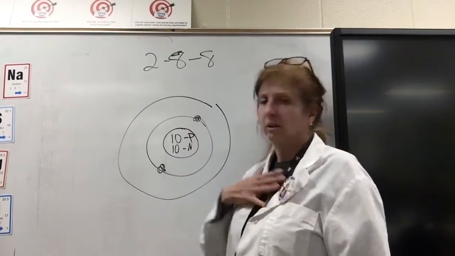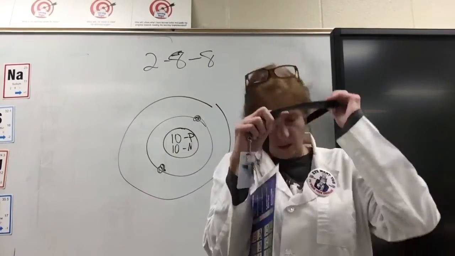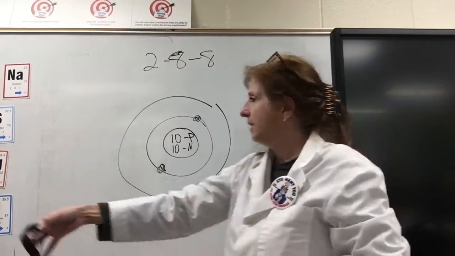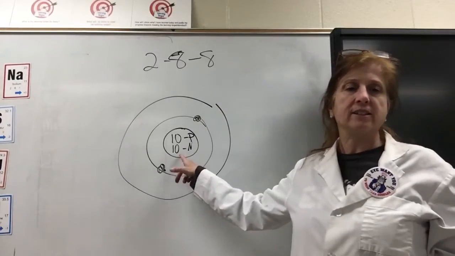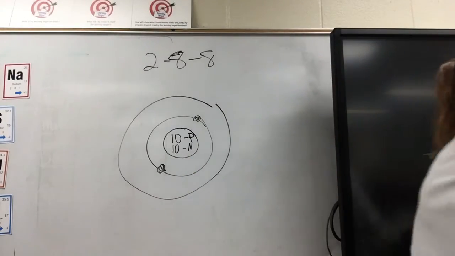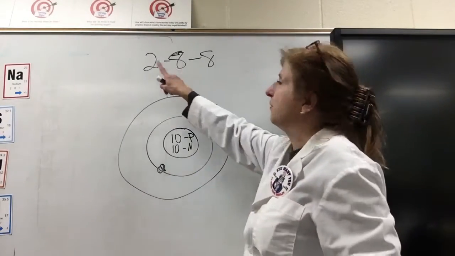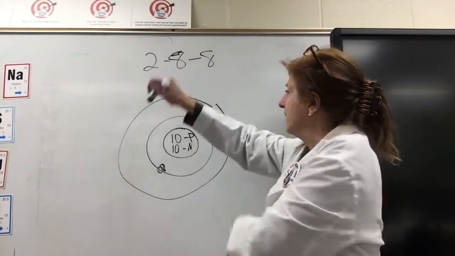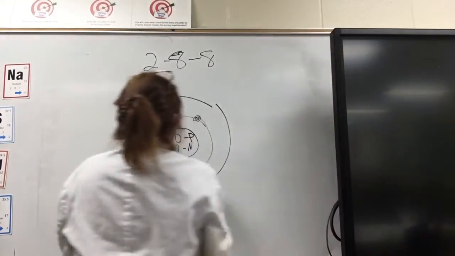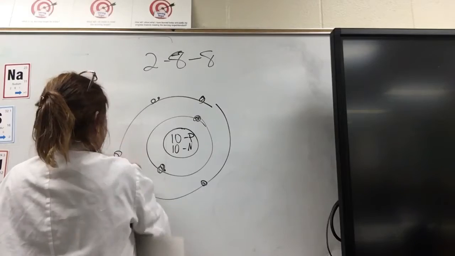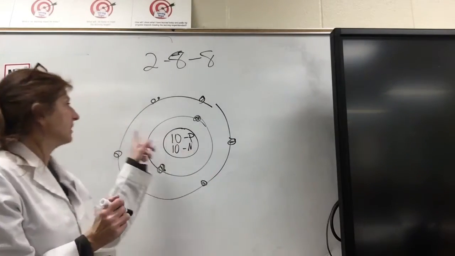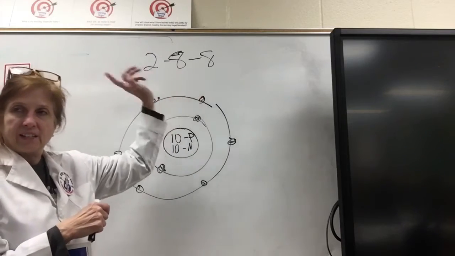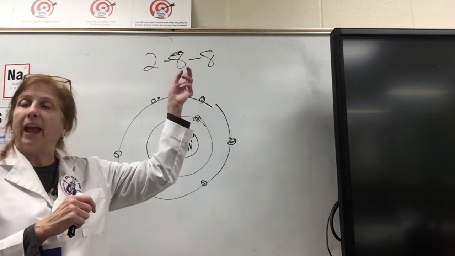We wrote 10 neutrons, and we also have 10 electrons. 2 go in the first level, 8 in the next one. So 1, 2, 3, 4, 5, 6, 7, 8. So the outermost level is full. It's a noble gas. It doesn't want to react with anything.